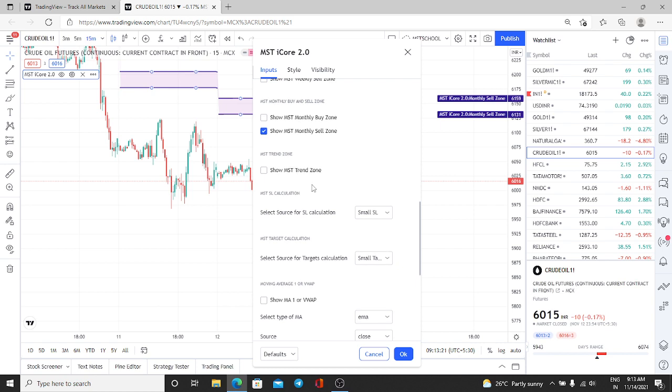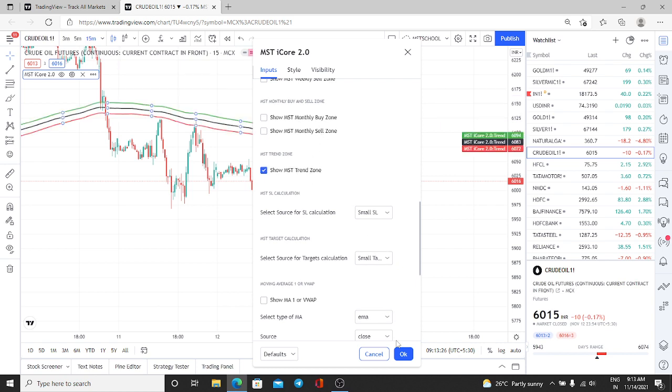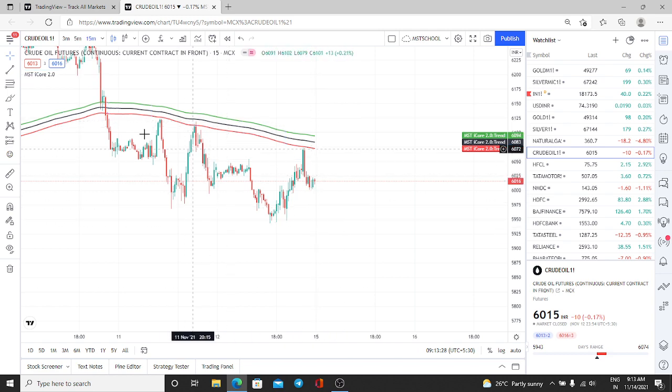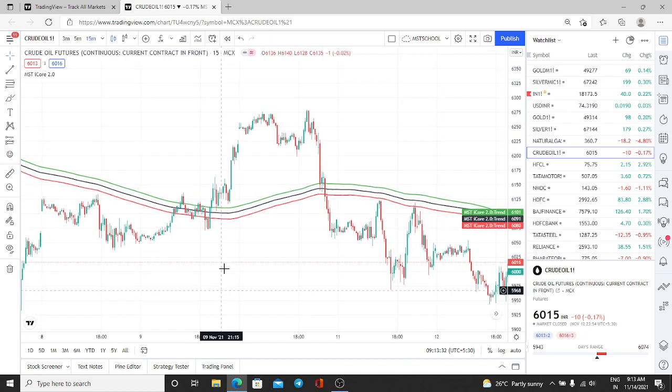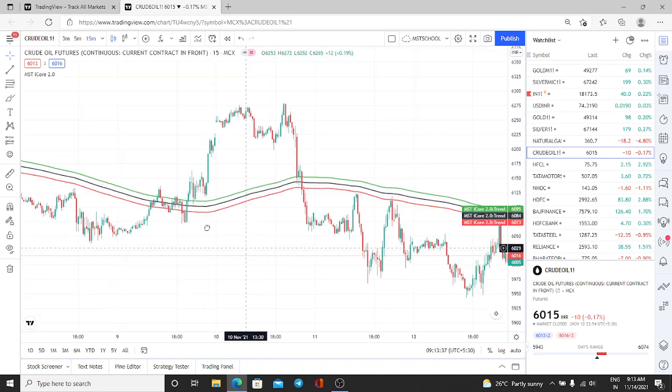Then we have the trend zone. If the candlesticks are below the trend zone, it is clearly a sell trend market. If it is above, it is a buy trend market. See here, it has crossed above and sustained above, and it has given very good profit.